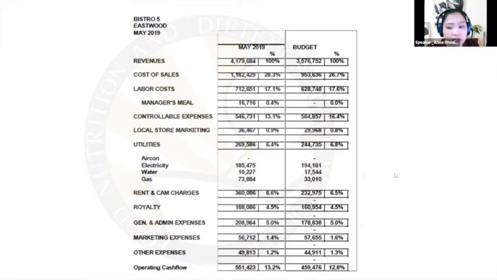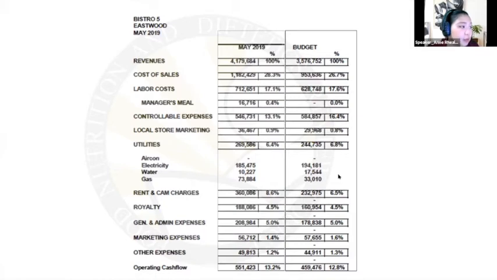So kanina may mga questions about paano ko ba babalikan, what is the ideal labor cost? Parang may nabasa ako na gano'n. But we'll try to clarify the question later on. Labor cost for the bistro, ideally we want to achieve 15% labor cost. At most is 25% labor cost. That is for the operations of a bistro.